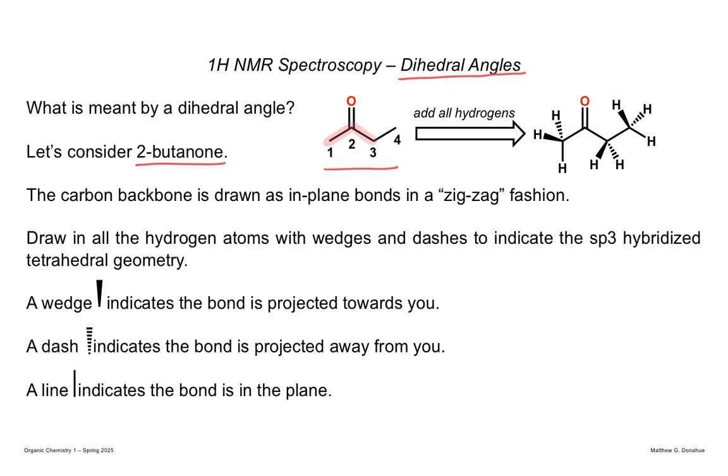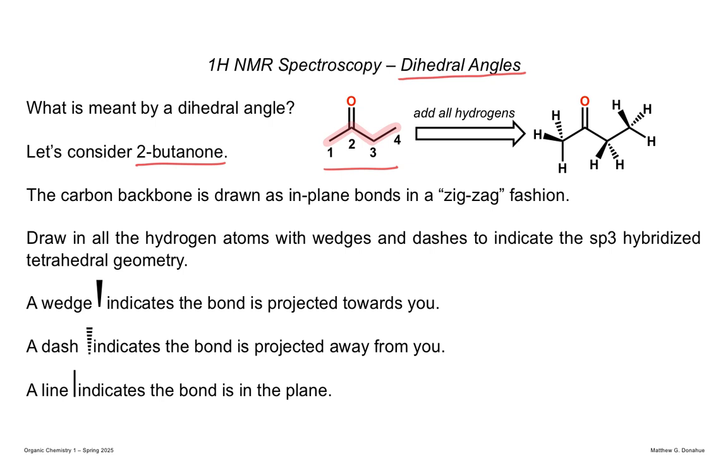So the zigzag comes from putting the carbon chain in one plane. But we know that since we have these sp3 hybridized carbons with hydrogens attached to them, they can't be in that same plane because the carbon is tetrahedral. So things have to sprout out either towards you or away from you.